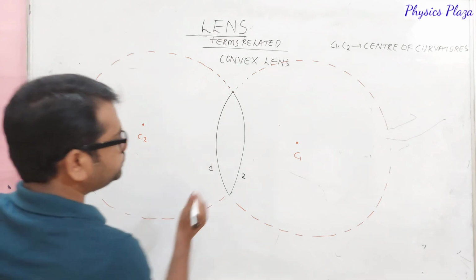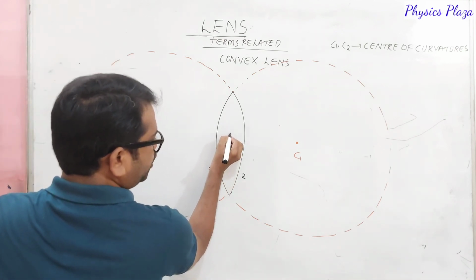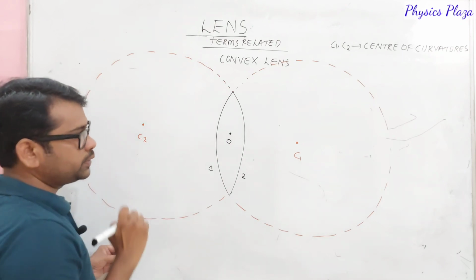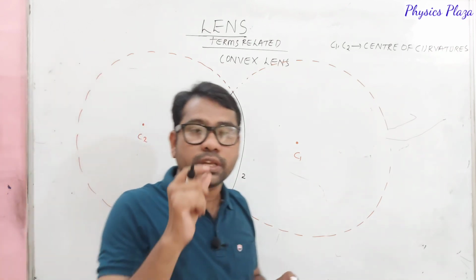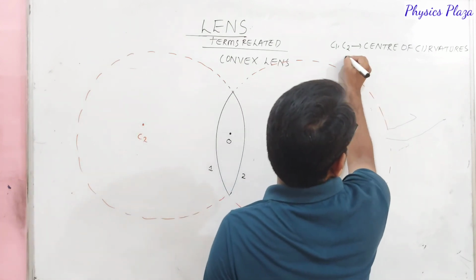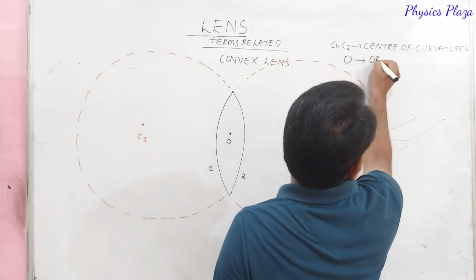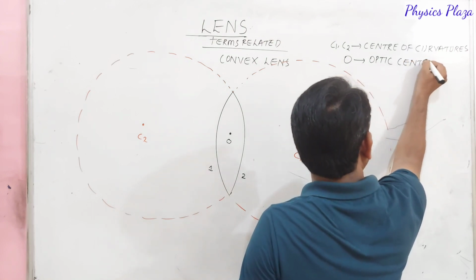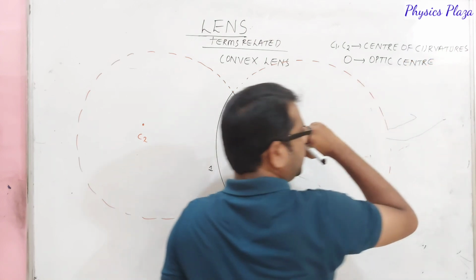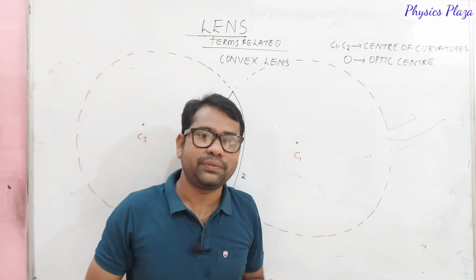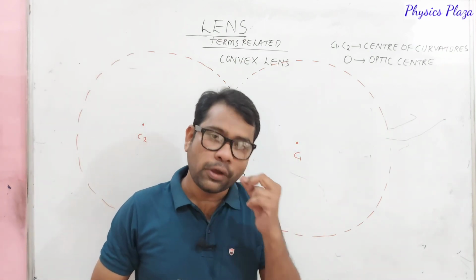And children, here there will be a geometric point. Children, it's very important. Geometric point. So what is this geometric point? The geometric point of the lens is called the optic center. But dear children, scientifically, how can we define the optic center? If you want to understand the term optic center scientifically, then before that we need to understand one more point.